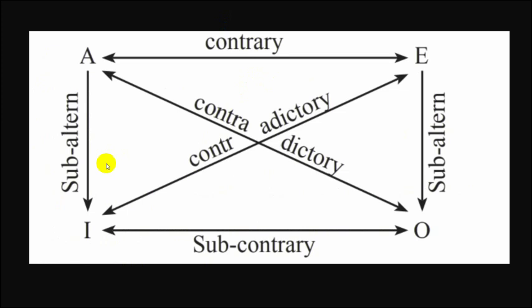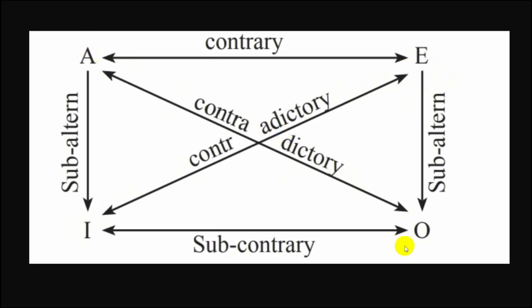Okay, so this is the diagram for opposition of propositions. Now we have placed the A proposition on the left side. So we do it like this: A, E, I, and O. The relation between A and O is contradictory, that is contradiction. Similarly, between E and I, both ways, it is again contradiction.